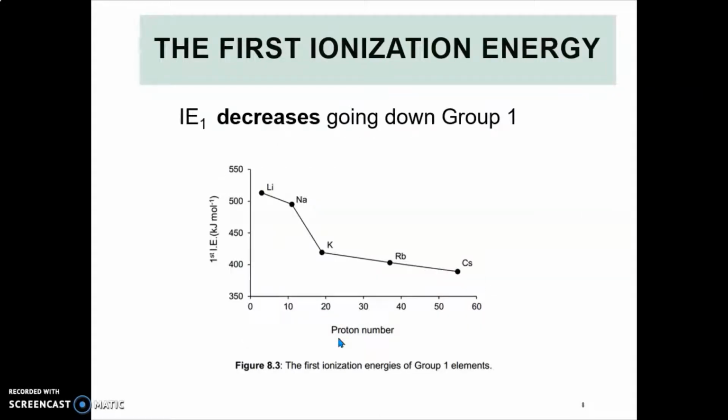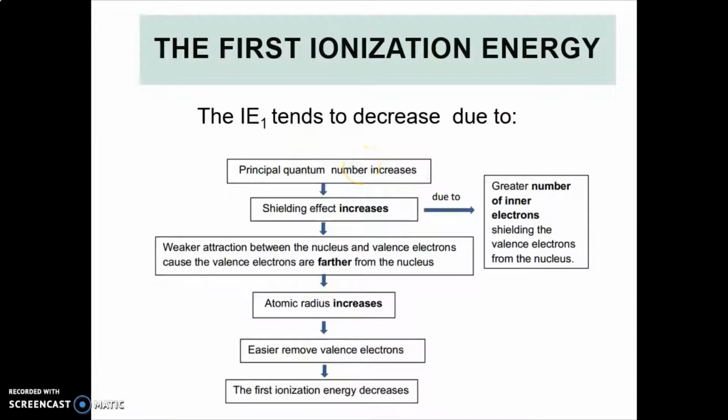For the first ionization energy, when going down a group, the first ionization energy will decrease because of the increase of atomic radius. When the atomic radius becomes bigger, it means it is easier to remove the valence electron from the atom. Therefore, the first ionization energy when going down group 1 will decrease.